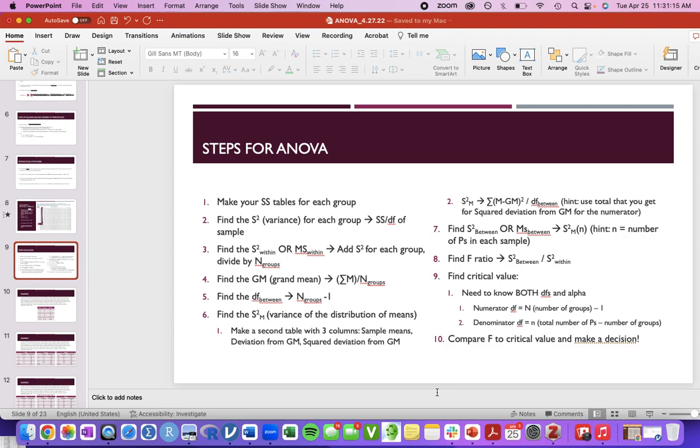After that, you'll find your critical value. Remember that you need to know both of your DFs and your alpha. And then finally, you'll compare your F value to your critical value and you'll make a decision.